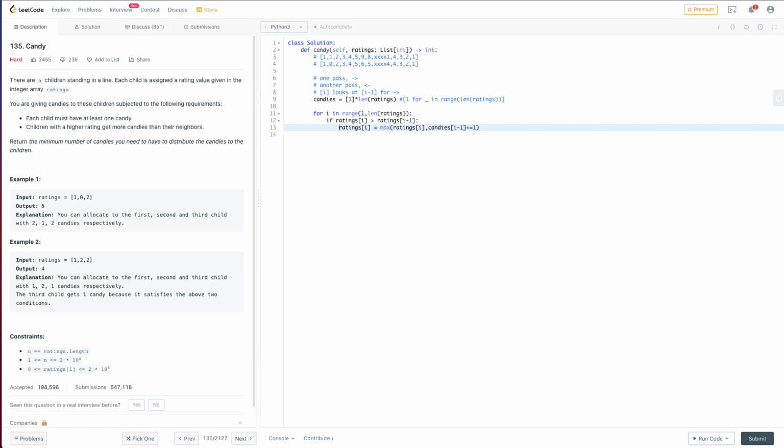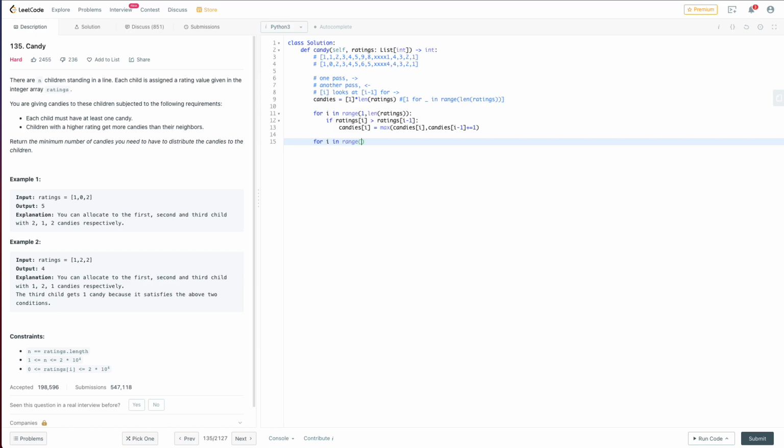So let's see. I sweep through all the ratings, and then if the ratings of I is greater than the neighbor on the left, then candies I is just gonna be candies I minus 1 plus equals 1. Or if the current candies at this particular location is already higher, it means that if I were to adhere to this right hand side value, I'm actually breaking some constraint on the other sweep.